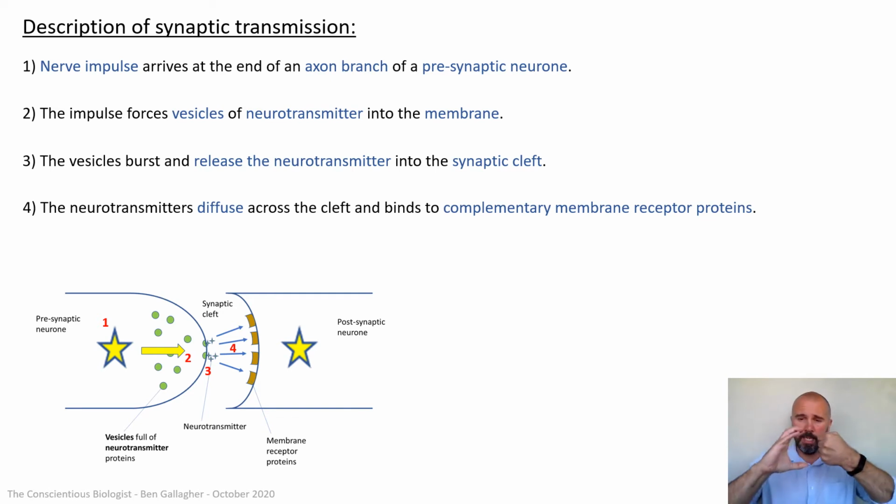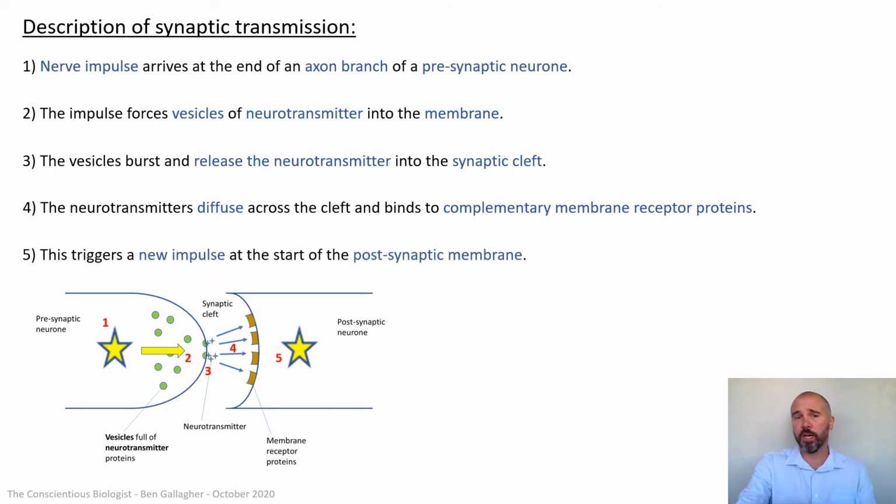Remember, complementary means just like an enzyme's active site, they're kind of opposite shapes, but they lock together. So complementary membrane receptor proteins. Complementary meaning they're the right shape, they're on the membrane, they receive the neurotransmitter and they're proteins. So 4 key words just in their name, complementary membrane receptor proteins. Okay, once that's bound to those, at number 5, it triggers a new impulse at the start of a postsynaptic membrane.